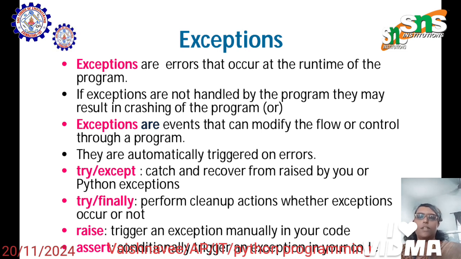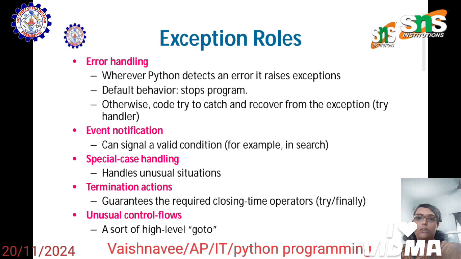Try or finally is nothing but performing cleanup actions whether the exceptions occur or not. Raise is nothing but triggering an exception manually in your code. Assert is nothing but conditionally triggering an exception in your code. So what are the exception roles? Error handling. Whenever Python detects an error, it raises exceptions. So the default behavior stops the program. Otherwise, code tries to catch and recover from the exception.